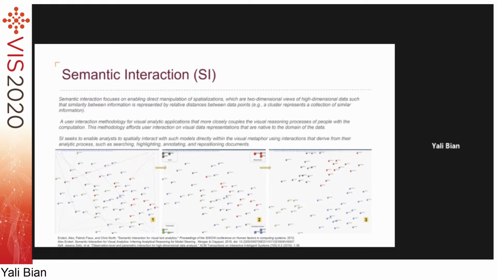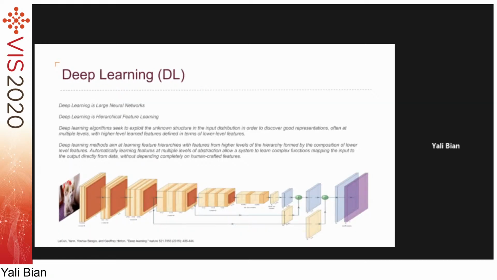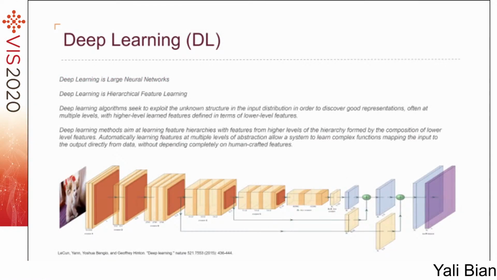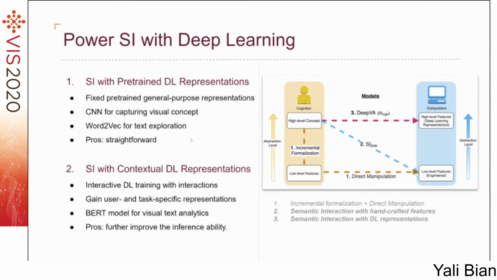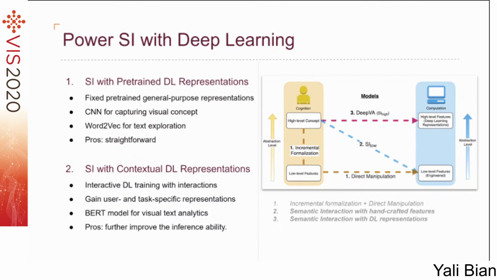So this means the inference ability of the semantic interaction model is highly dependent on the quality of the input data features. Deep learning is the state-of-the-art representation learning method that can automatically learn high-quality features for the input data. So this provides a good opportunity to improve the inference abilities of semantic interaction models, since those high-level abstract but meaningful deep learning representations could capture users' mental models more accurately. So far we explored two ways of using deep learning models in our semantic interaction pipeline.